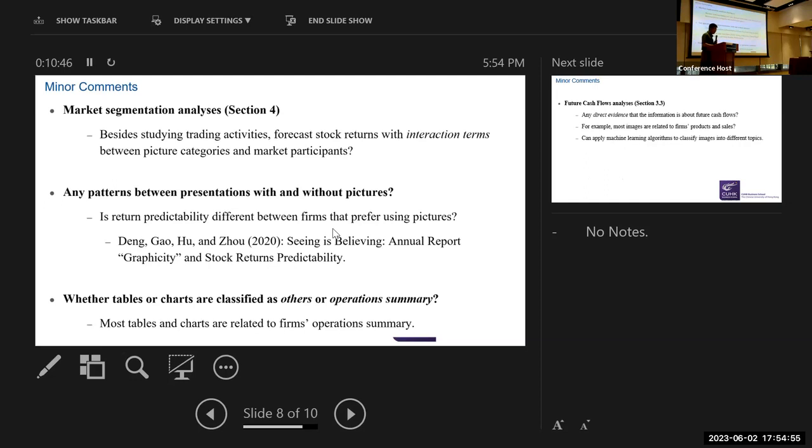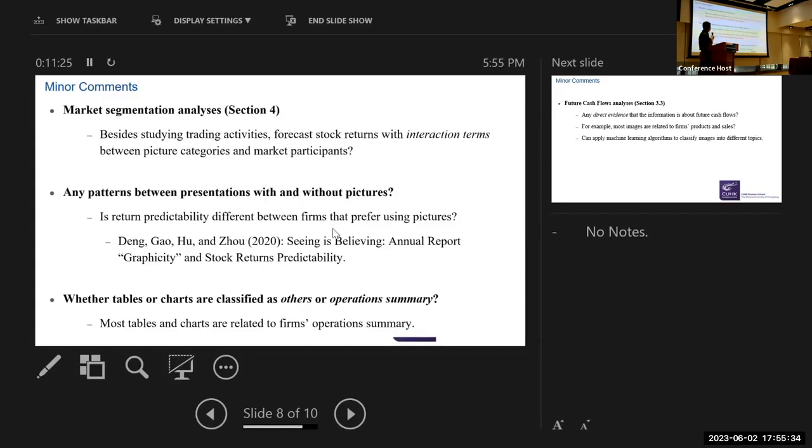So these are my two major comments. The rest are minor comments. The first one is about the market segmentation analysis. Currently you look at the trading activities. I'm thinking whether you can also run return regressions, so you forecast stock returns, but include interaction terms between the picture categories and the different market participants, because you said you're capturing their sensitivity. So the first idea I have in mind is including that interaction term.